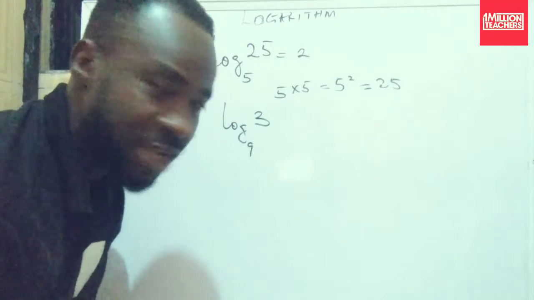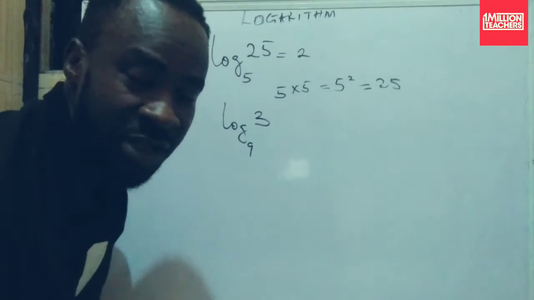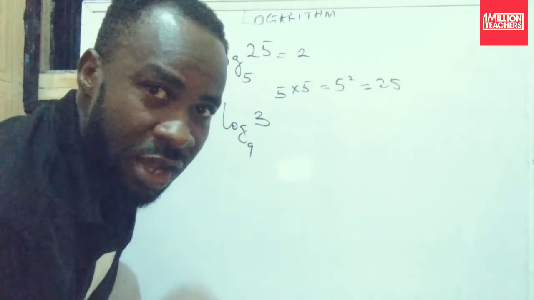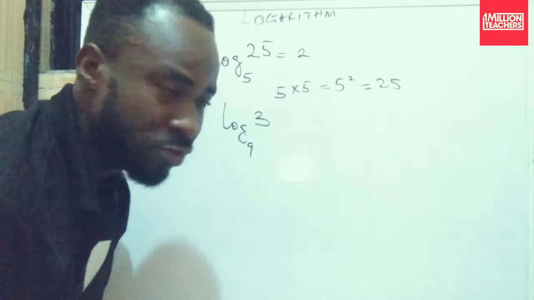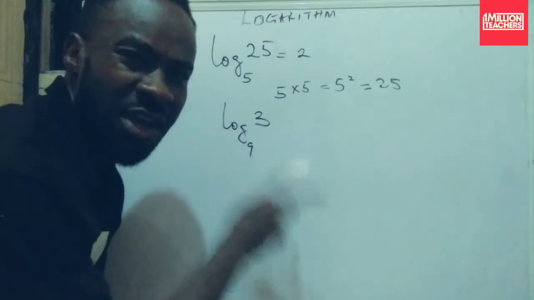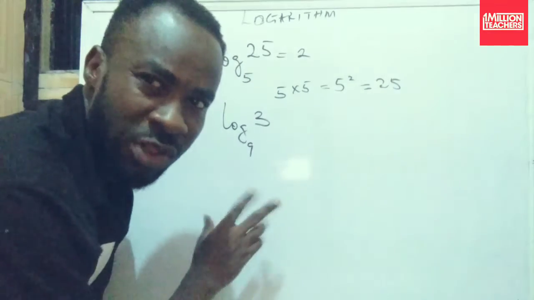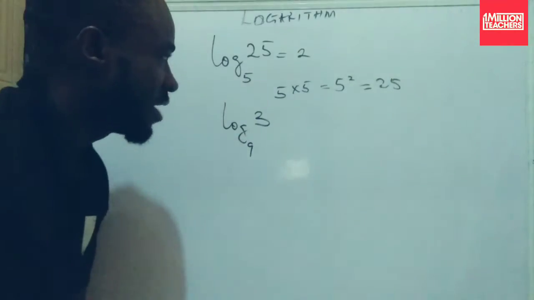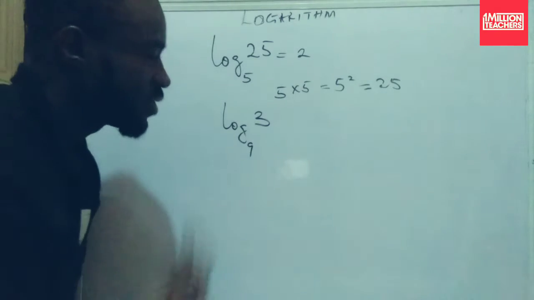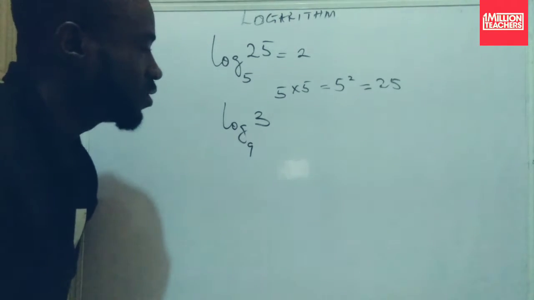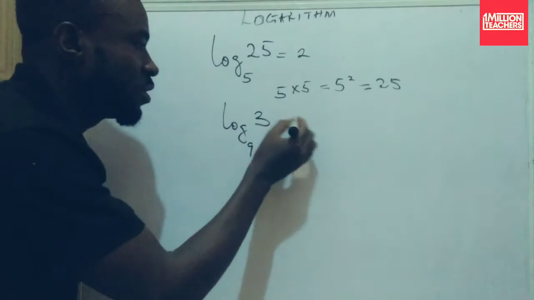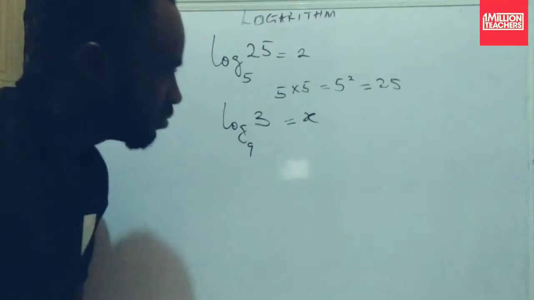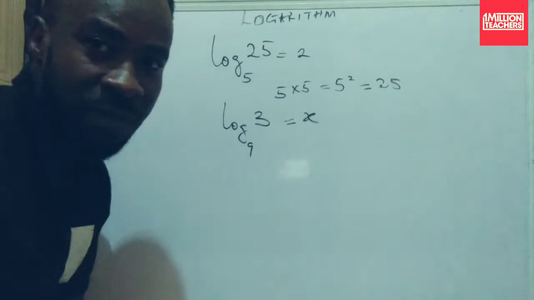So today we are going to see how we can solve a problem like this. And what I'm going to show you today will serve as a rule for you on evaluating any problem that has to do with logarithm. So this is how to go about cases like this. When given something like this, all you have to do is to first of all equate it to x. This x serves as an unknown because this is what you are looking for.